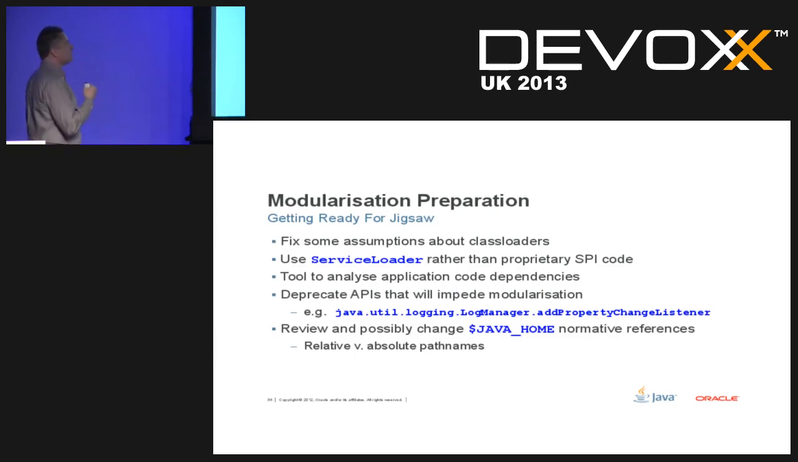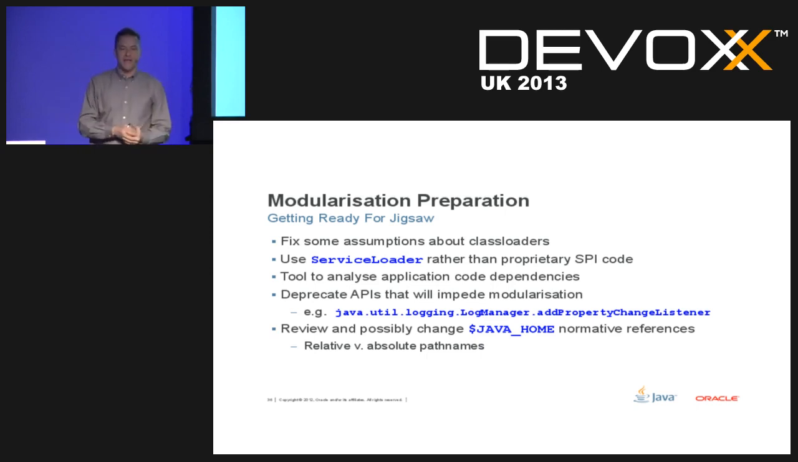that. Some other things we're doing in terms of preparing for modularization. So looking at things that we can do to help us when we do get to Jigsaw in Java SE 9. So there's a few class loader assumptions that we need to tidy up. Some of the things like JAXP don't use the standard service loader class in order to provide a service provider interface. So you can plug in your processor that way. So we're going to make sure that all of the places where you have a service provider interface, where you can plug in things underneath, will use the service loader interface to give us a nice standard way of doing things. Some analysis of application code dependencies.